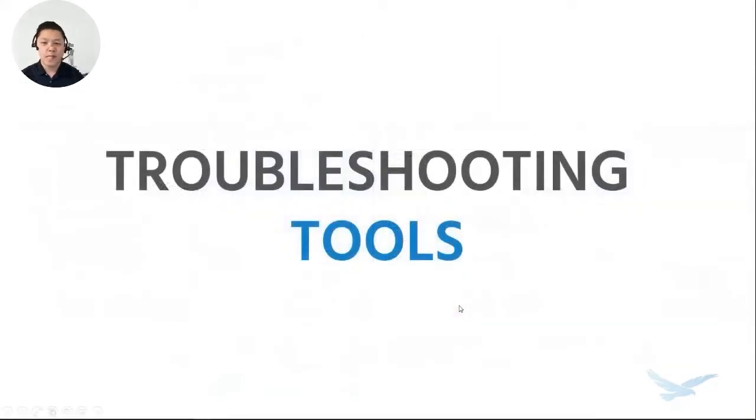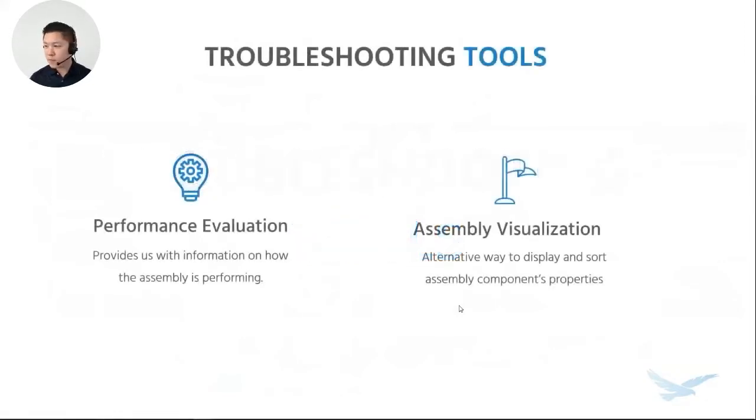So with that said, let's dive into SolidWorks. Let's see some of the troubleshooting tools at our disposal. The two that we're going to look at are performance evaluation, which is going to provide us information on how our assembly is performing, and then assembly visualization, which is a different way to sort our information and display it to see some of the component properties we can dive into.